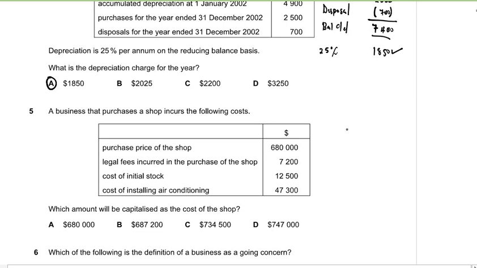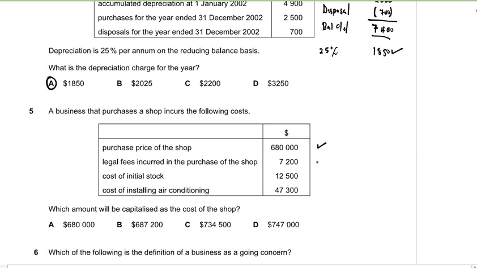Right, remember we want the capital expenditure, and we said capital expenditure is the amount or refers to amounts that are incurred in the acquisition of a non-current asset and bringing that asset to the business location and the condition for its intended use. Right, so obviously the purchase price of the shop is capital expenditure.